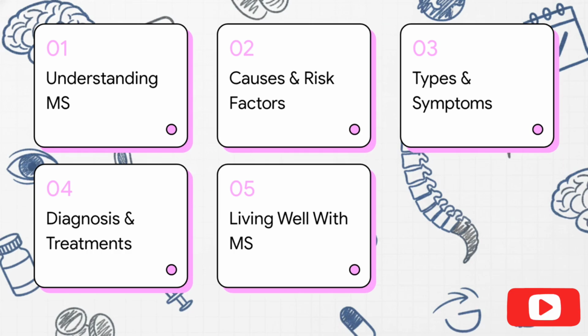In this explainer, we'll be covering: 1. Understanding multiple sclerosis. 2. Causes and risk factors. 3. Types, symptoms, and relapses. 4. Diagnosis and medical treatments. And finally, 5. Living well with MS. We're going to zoom all the way from the microscopic level right out to holistic patient care.